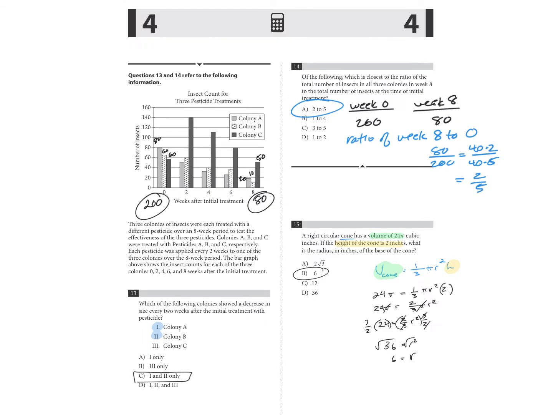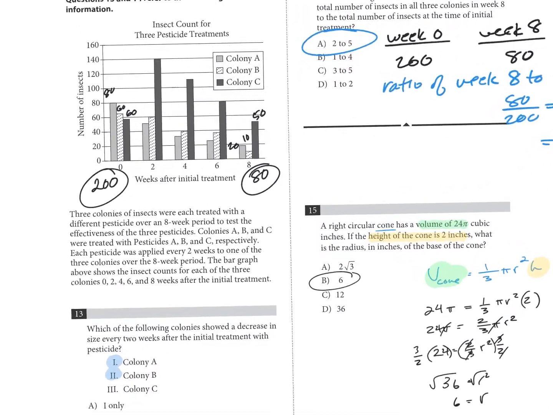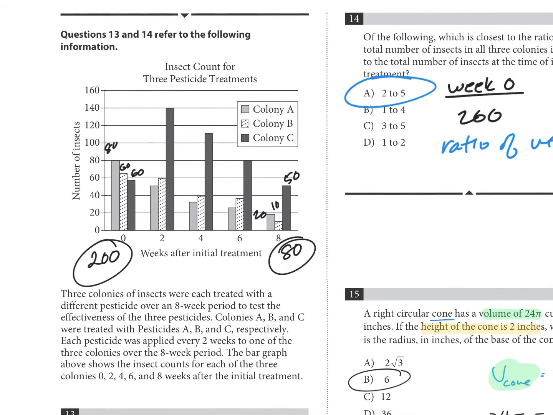All right, so on to 13. 13 and 14 use this same chart. So let's read this chart and understand it. This is 3 colonies of insects, each treated with a different pesticide over an 8-week period to test the effectiveness of the 3 pesticides.